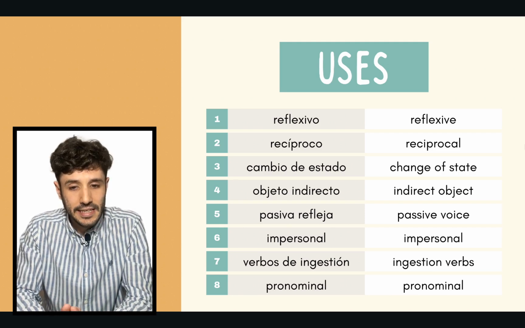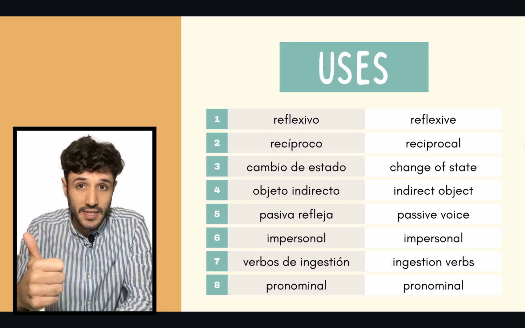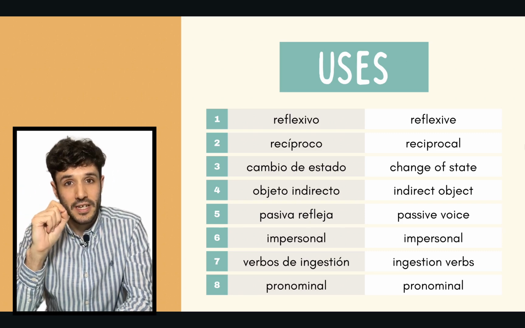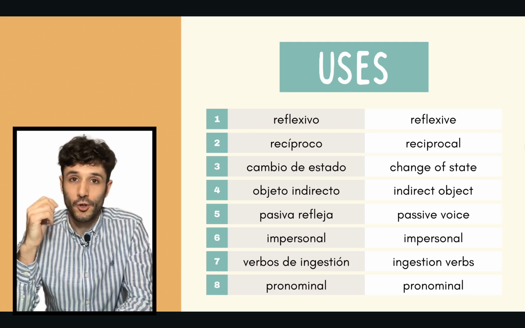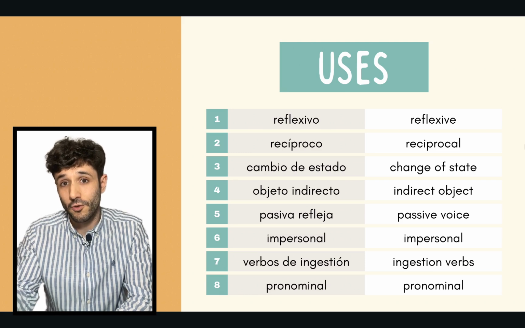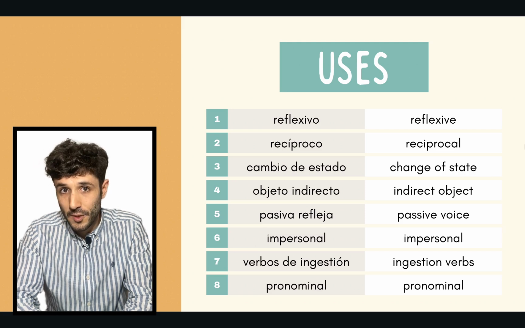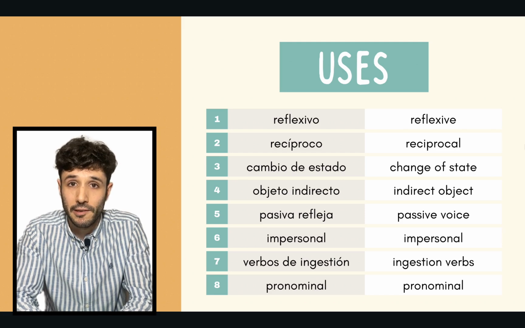So there are basically 8 different uses for se. Se can be a reflexive or a reciprocal pronoun. We can use it to talk about changes of state. It can be used as an indirect object pronoun, also in passive voice or impersonal constructions. It's also used with ingestion verbs, and the last use is going to be just generally as a pronominal word.